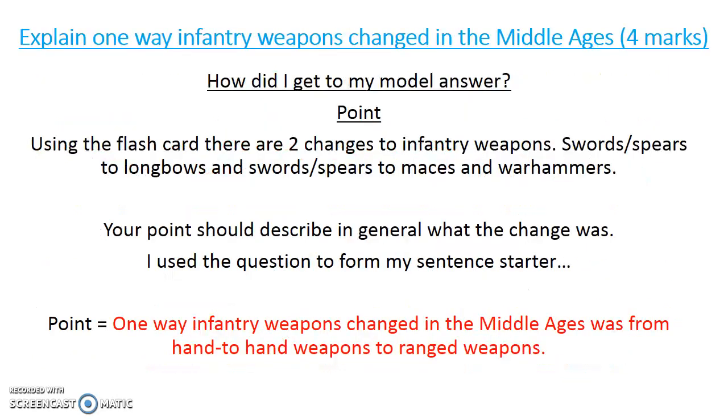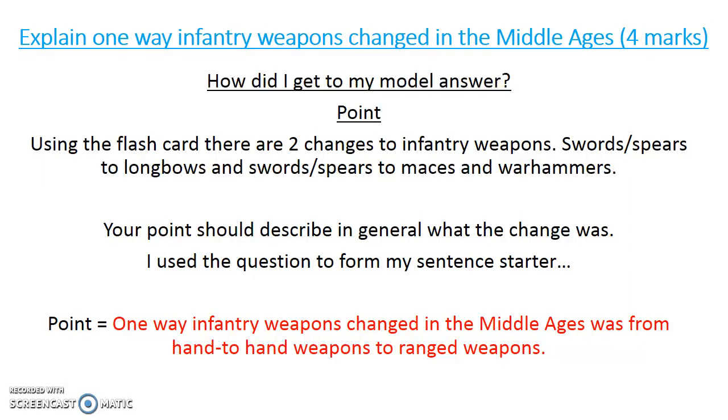So this is the information that I'm using from my revision resource to answer my question. So the first part of my answer is the point. On my flashcard there were 2 changes to infantry weapons. One was from swords and spears and other hand-to-hand weapons to longbows, and the other one was from swords and spears to maces and warhammers. Now I chose the first one. I could have also spoken about the second one, but I didn't. I only need to make 1 point. Remember, you only need 1 paragraph. So I only wanted to speak about how weapons change from swords and spears to longbows.